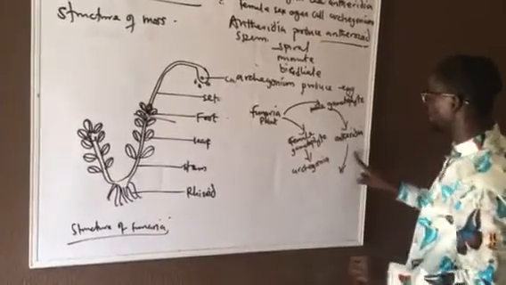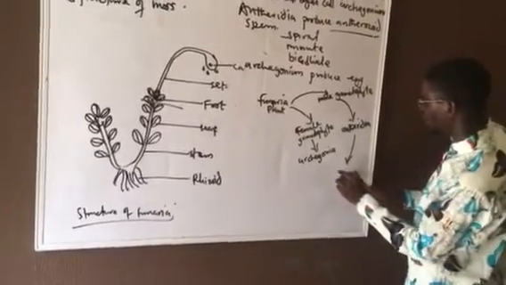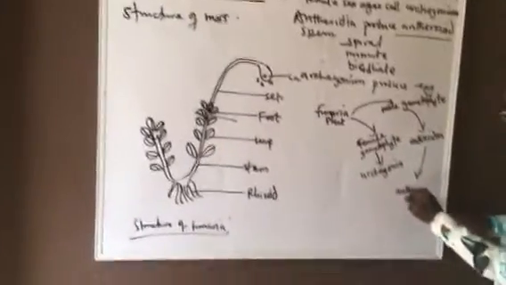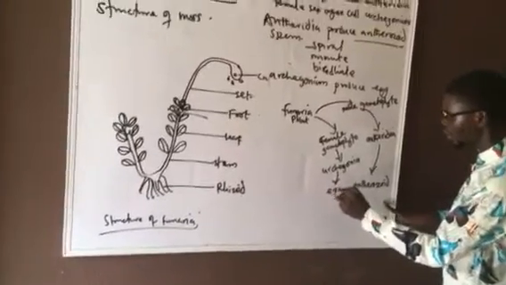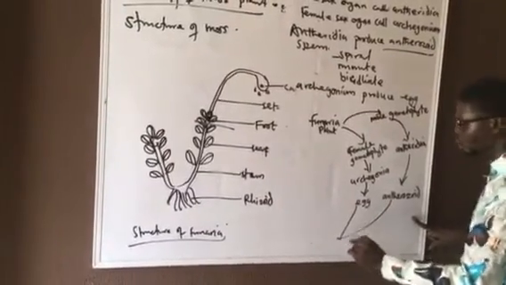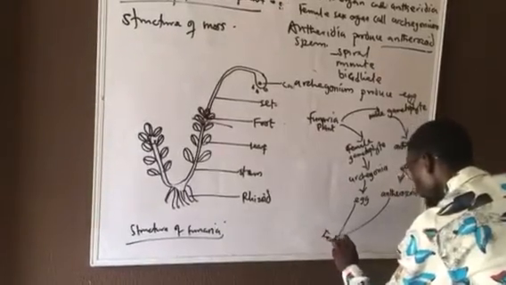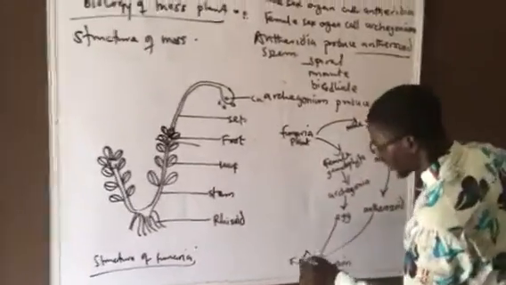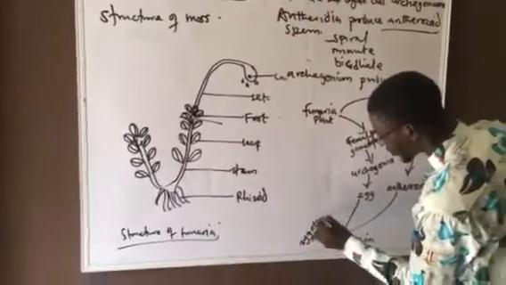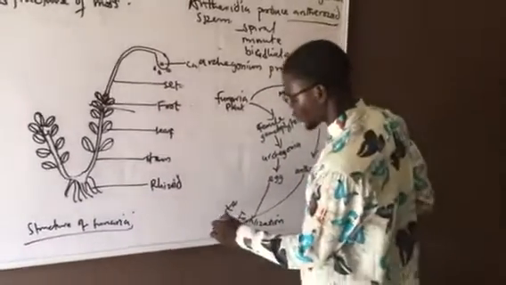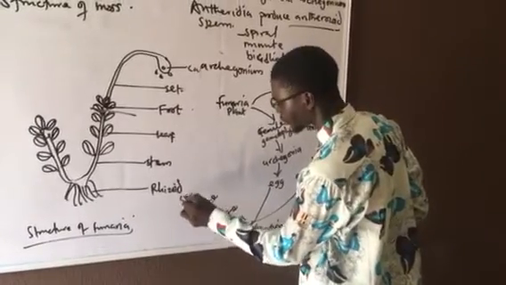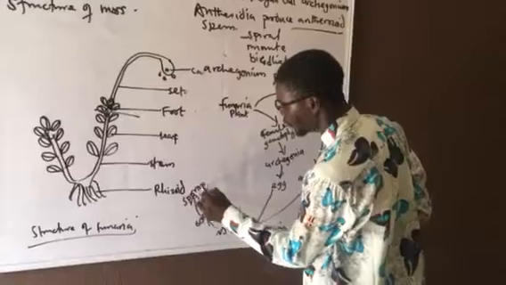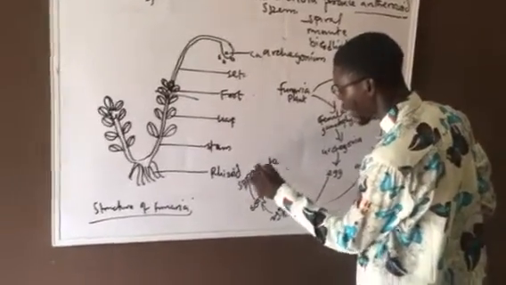The male sex organ, the antheridia, will produce the gamete, which is the antherozoid, while the archegonia will produce the egg. At the end of this, we will have fertilization. When fertilization takes place, there will be formation of the zygote. This zygote will form a thick coat to become oospore. The oospore will give rise to the sporophyte. After development, the sporophyte will give rise to the capsule or sporangium.